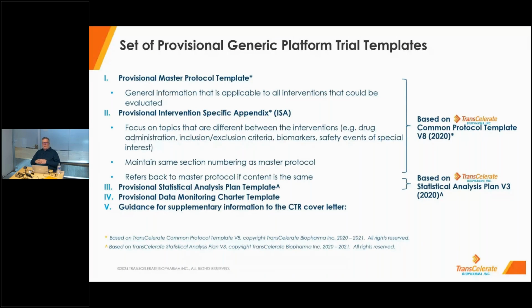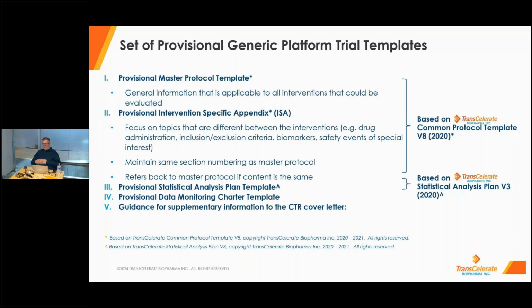So with EU-PEARL, the goal was obviously to provide end users with a set of provisional generic platform trial templates that can be used in any disease area, either in a multi-sponsor setting, or it's also possible to be done in a single sponsor setting too. With this, we made available a provisional master protocol template, which gives the general information that's applicable to all interventions that can be evaluated.